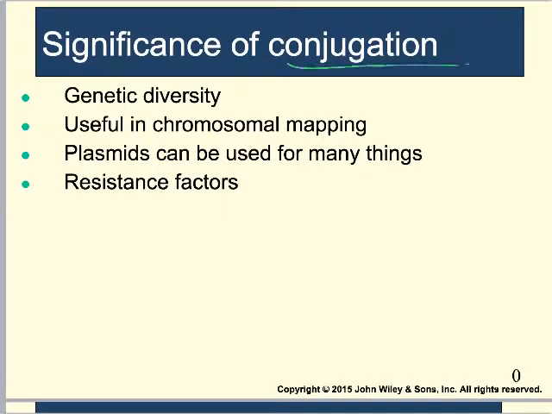Okay, so the significance of conjugation: it contributes to genetic diversity. It's useful if we're trying to map a chromosome. We can move plasmids around, and we're going to talk about that for biotech stuff in a second. And it's a way that antibiotic resistance can be transferred.